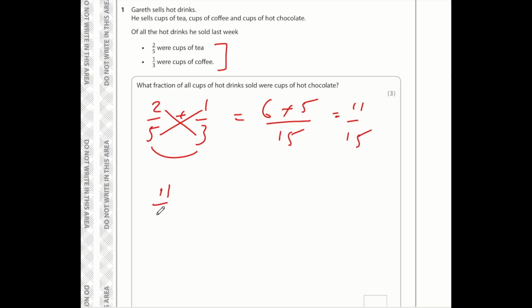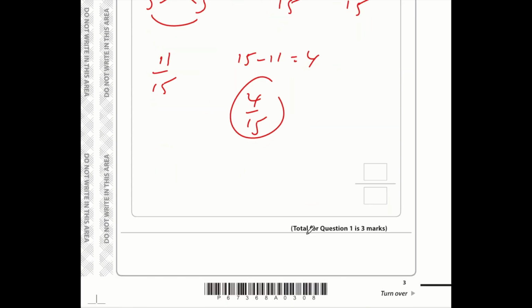So that means 11 out of the 15 drinks are tea or coffee, so the remainder of the 15 will be hot chocolate, and then 15 minus 11 is 4, so that is therefore 4/15. Let's just write that in the box there, so 4 out of 15 are hot chocolate.